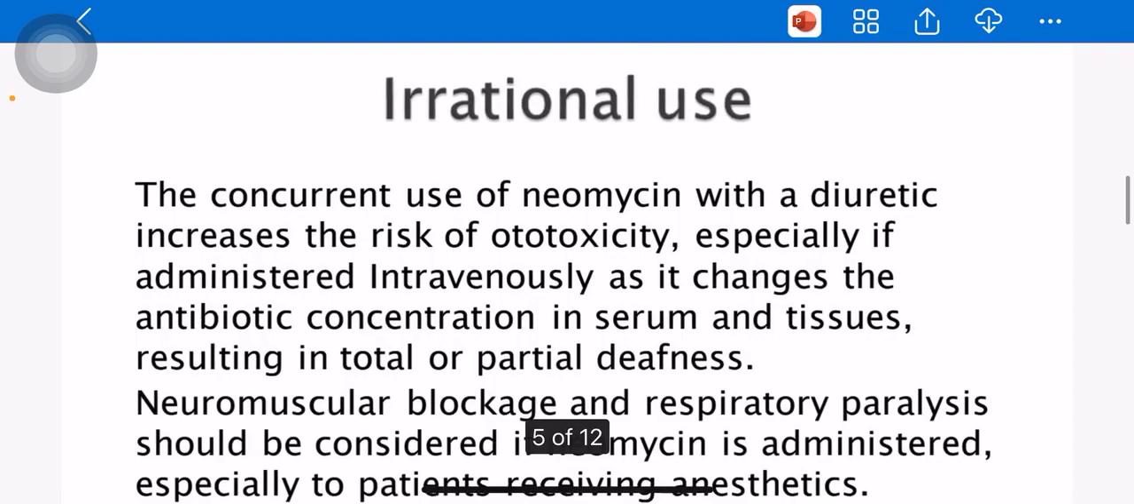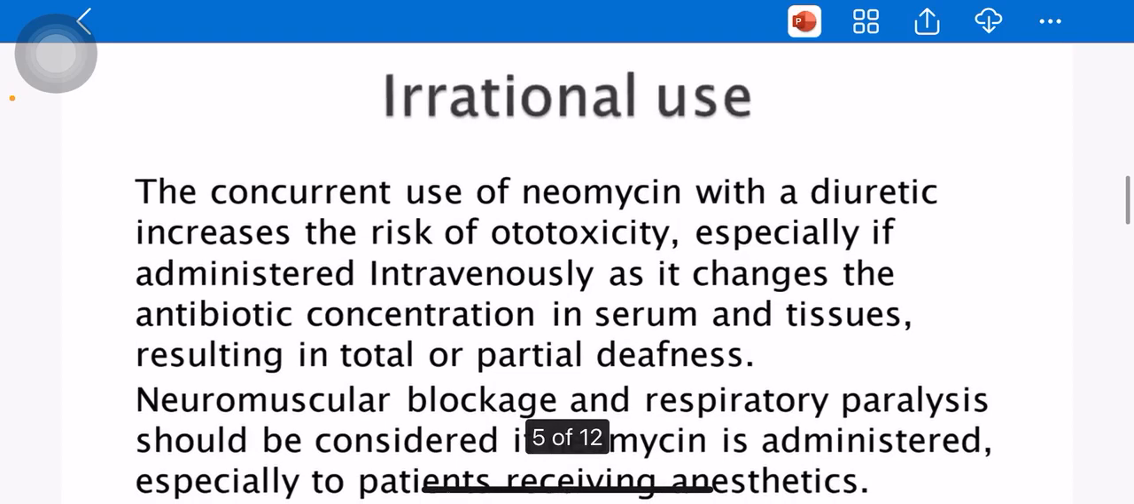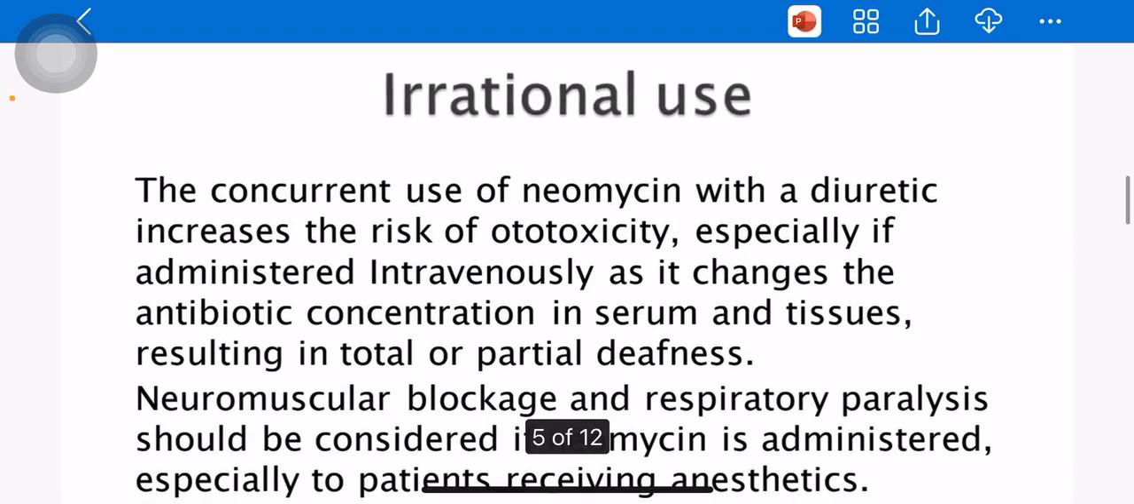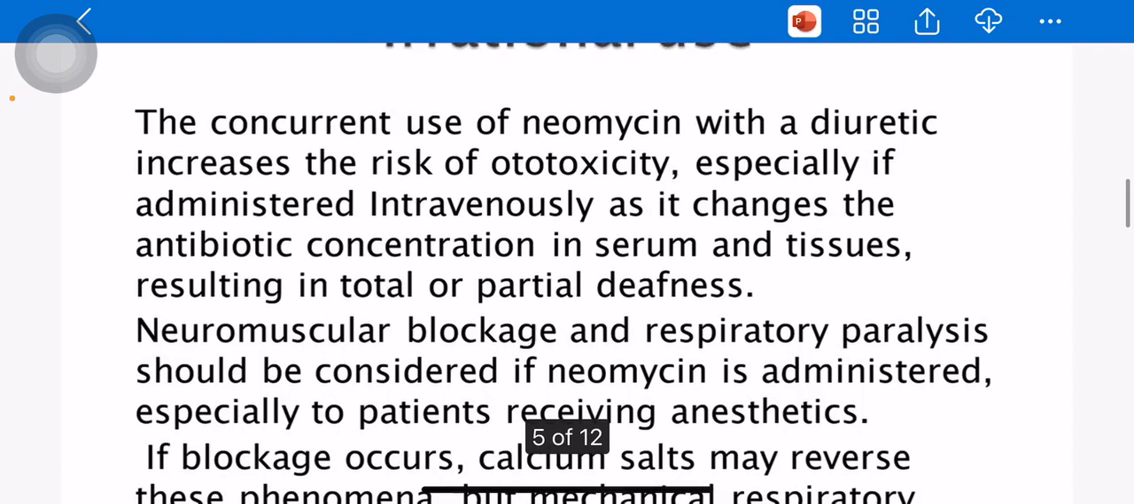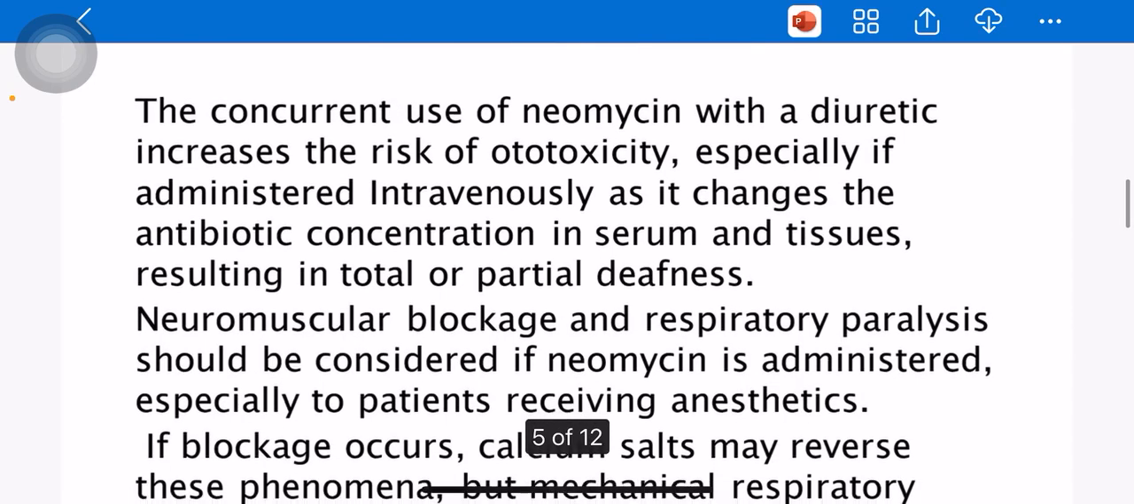Now we are moving to the irrational use. The concurrent use of neomycin with a diuretic increases the risk of ototoxicity, especially if administered intravenously, as it changes the antibiotic concentration in serum and tissues, resulting in total or partial deafness, even long after the neomycin has been withdrawn.